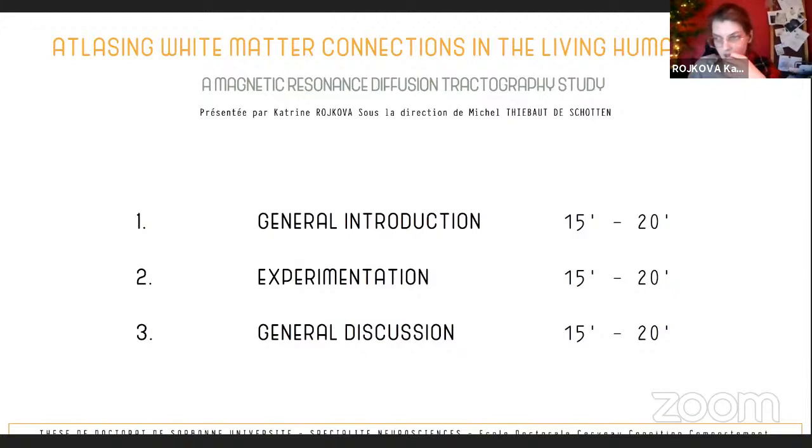Then we'll talk about the experimental part of the project itself that has ultimately led to delivering two separate atlases. A first one was restricted to the frontal lobe, and the second one was an atlas of the entire brain. So the two steps are actually related. The first one was us testing our pipeline, developing our pipeline. But I still wanted to talk about it because it has actually led to a publication.